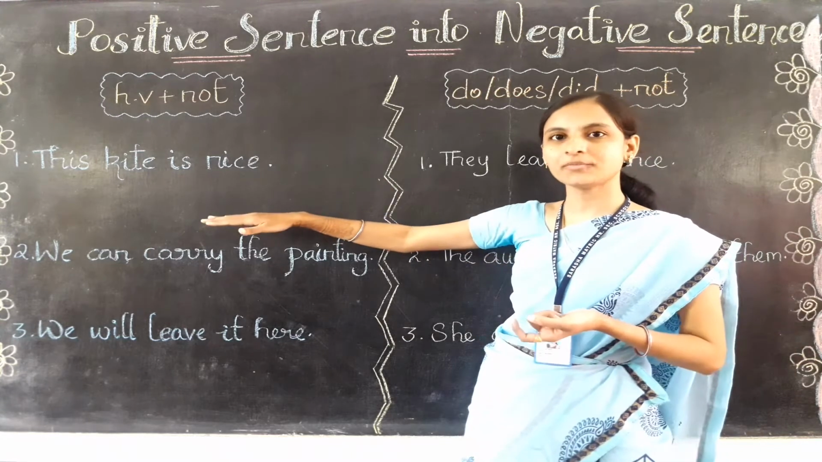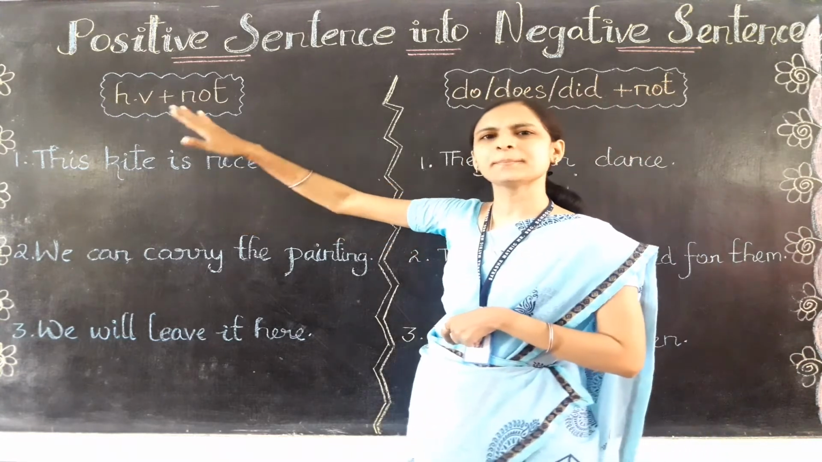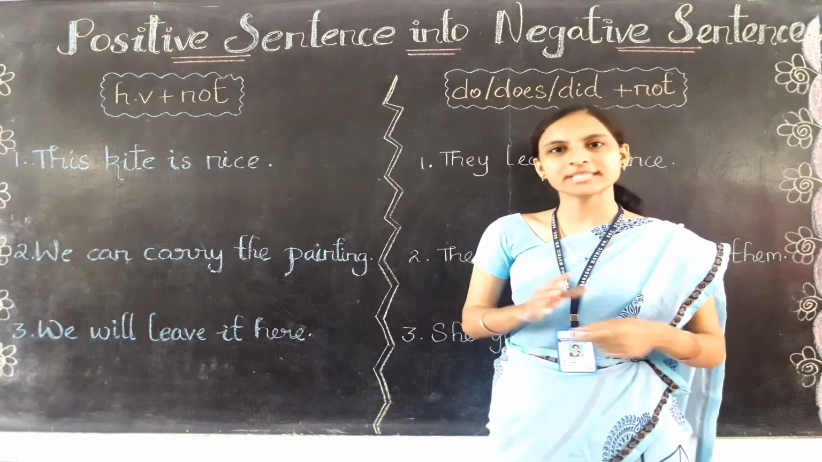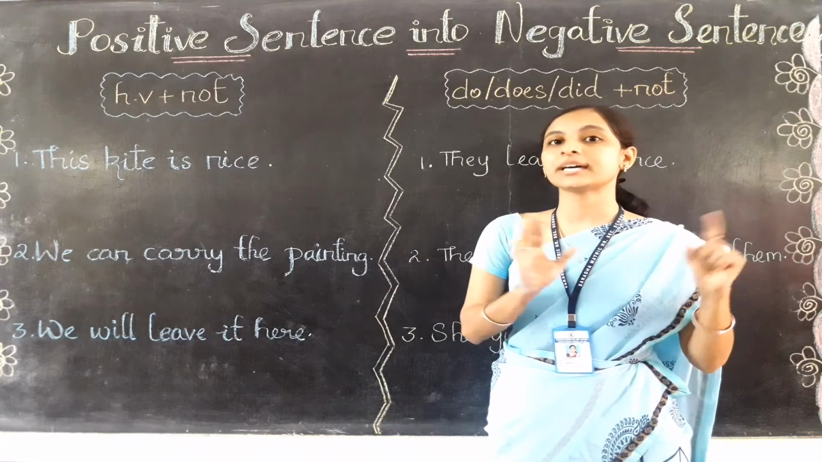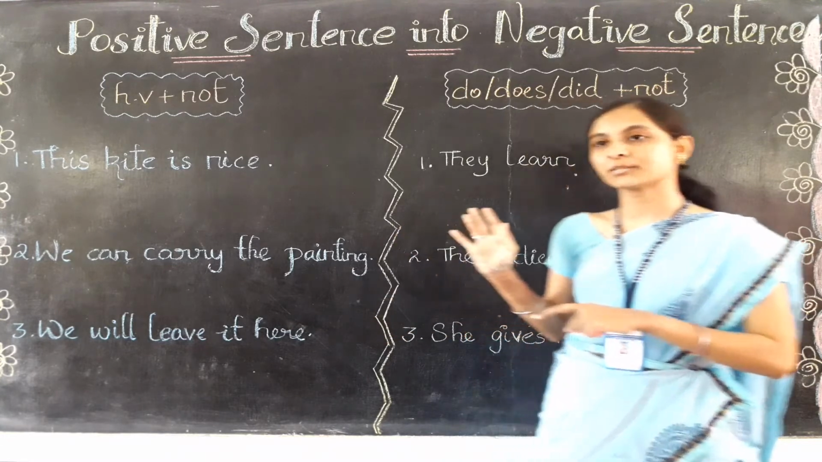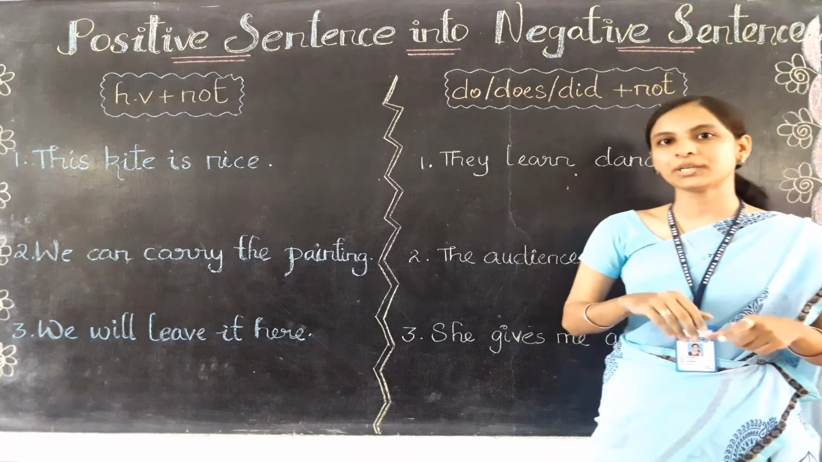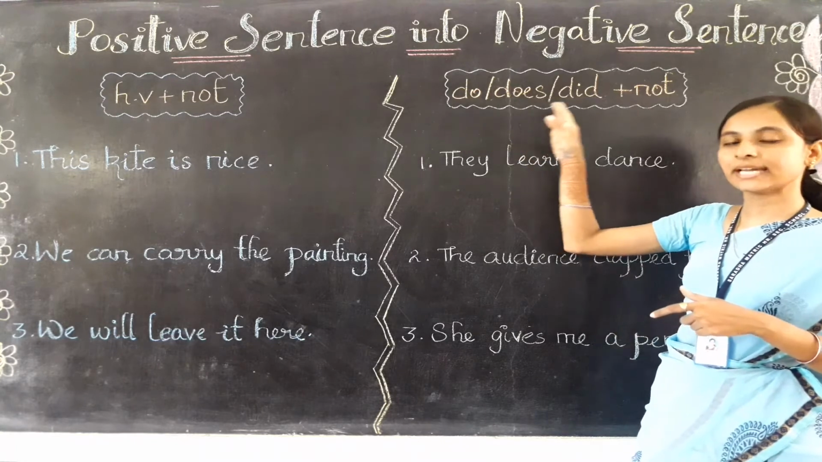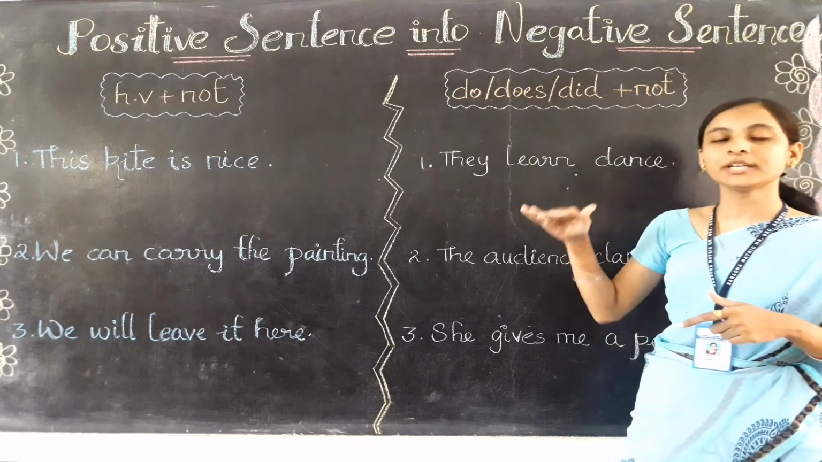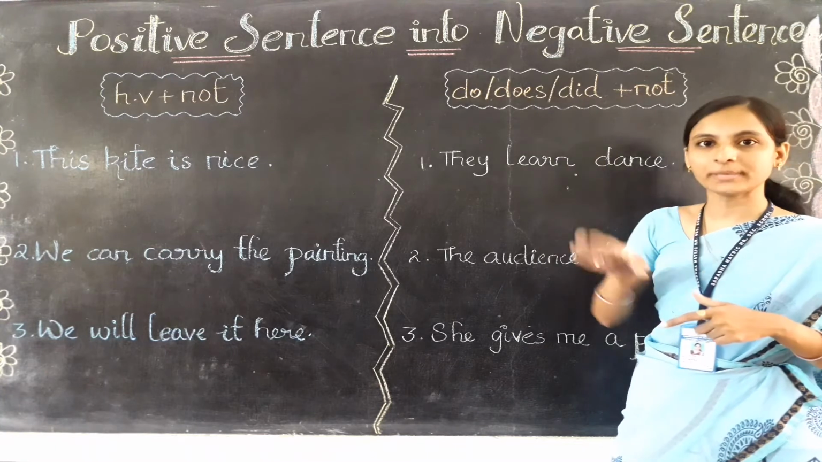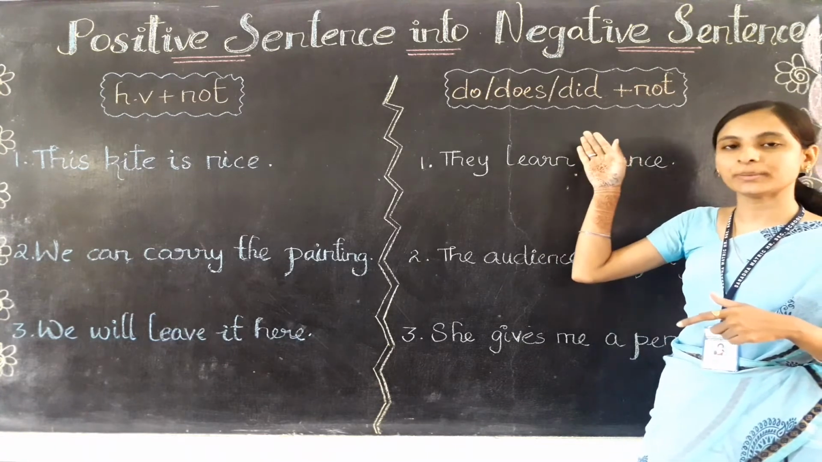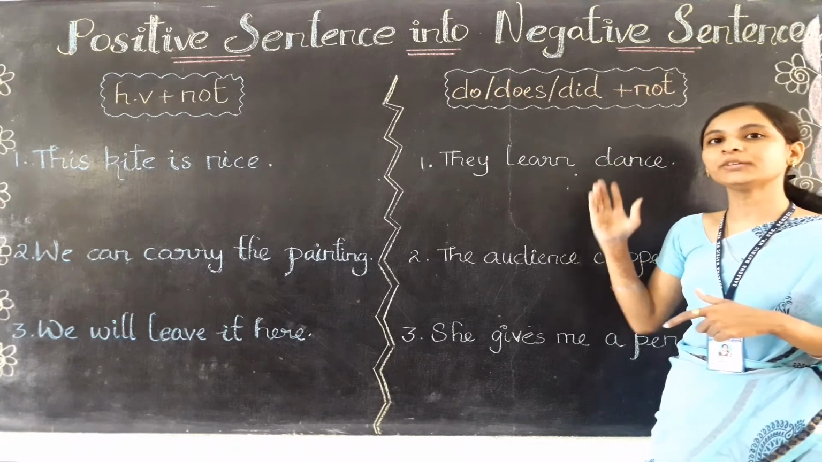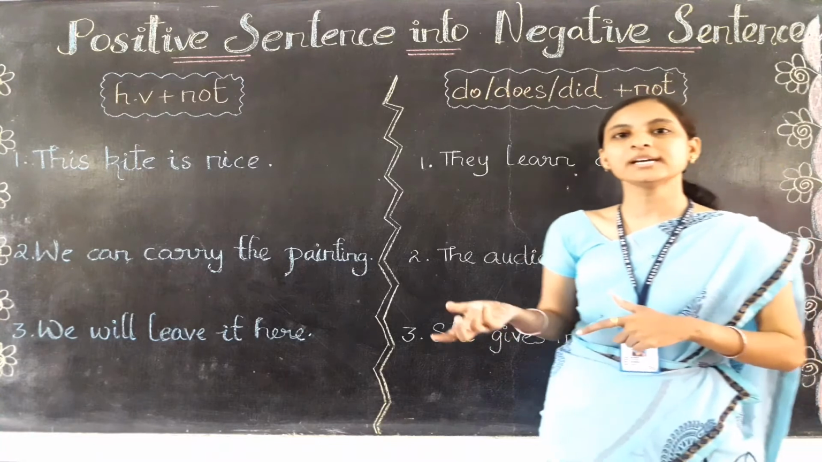If there is a helping verb in a sentence, you just need to add not after the helping verb, then it will become a negative sentence. Suppose there is no helping verb in a sentence, then you need to use a do family verb. What are the do family verbs? Yes, they are do, does, did. According to the subject you need to choose the do family verb, and after writing the do family verb you need to write not. After that you write the main verb and all the other words.